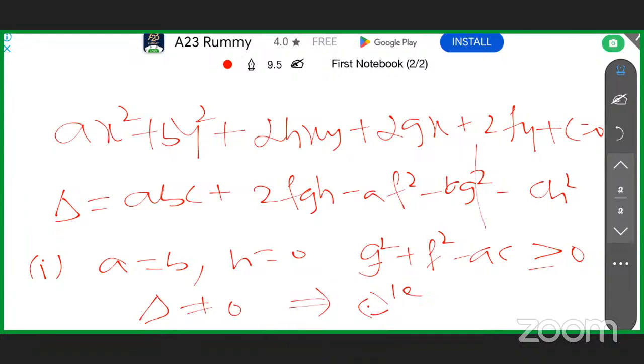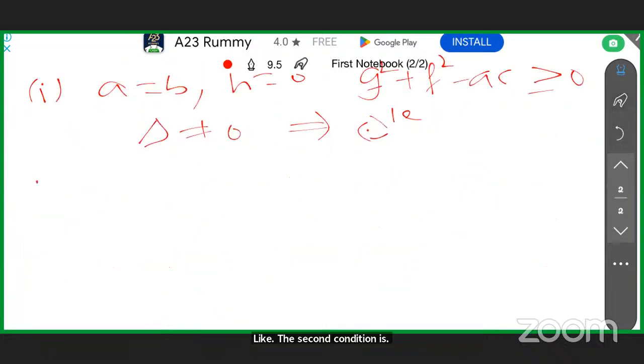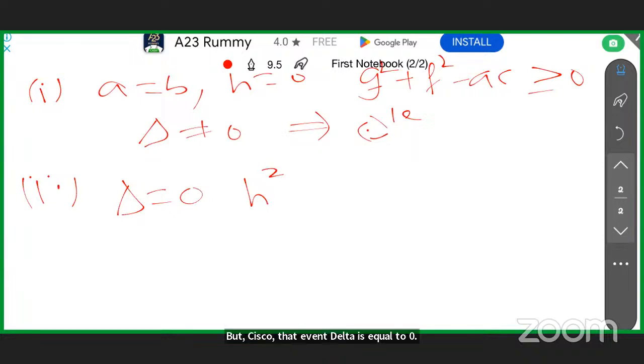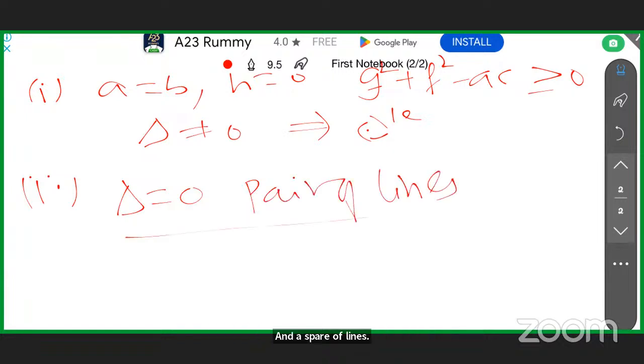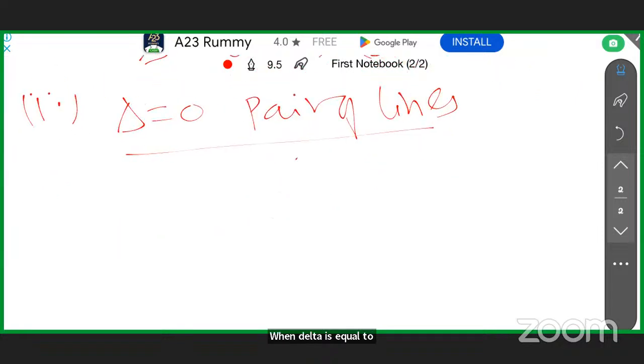Next, the second condition: if delta is equal to 0, it can become only a straight line, that means a pair of lines. When delta is equal to 0, it can become a pair of lines. In this pair of lines, there are two types: a simple pair of lines, any two lines, and one more, parallel lines.